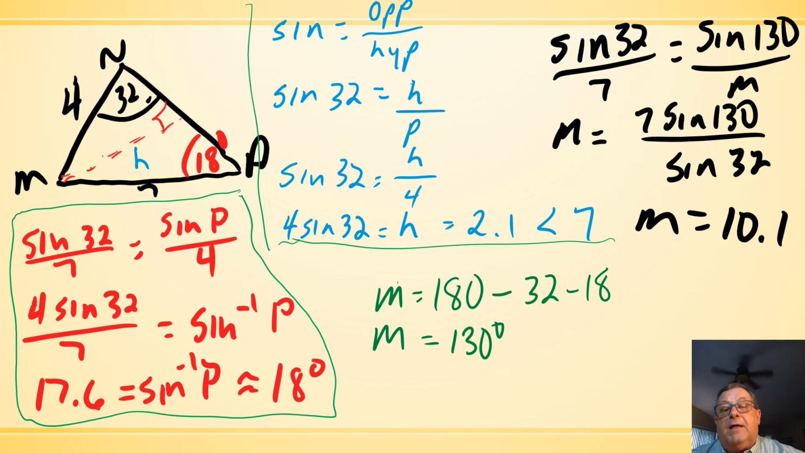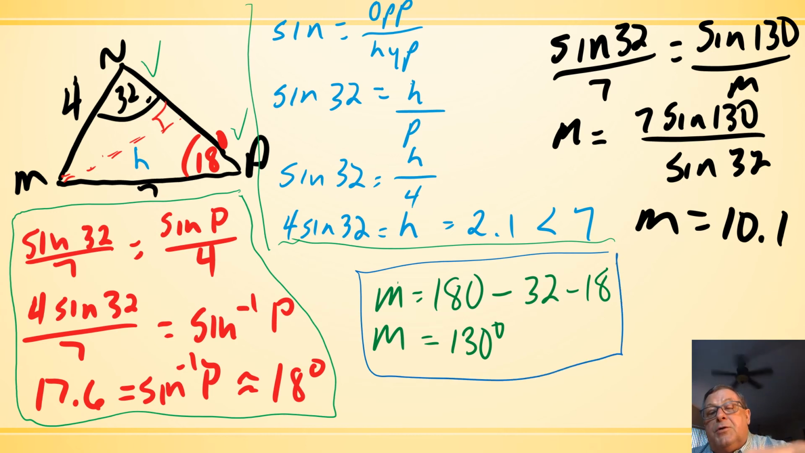Now, what about finding angle M? There are 180 degrees in a triangle, and we were given that one angle was 32. We have found that the second angle P is 18. So if we take 180 less 32 less 18, that gives us angle M, which in this case is 130 degrees.